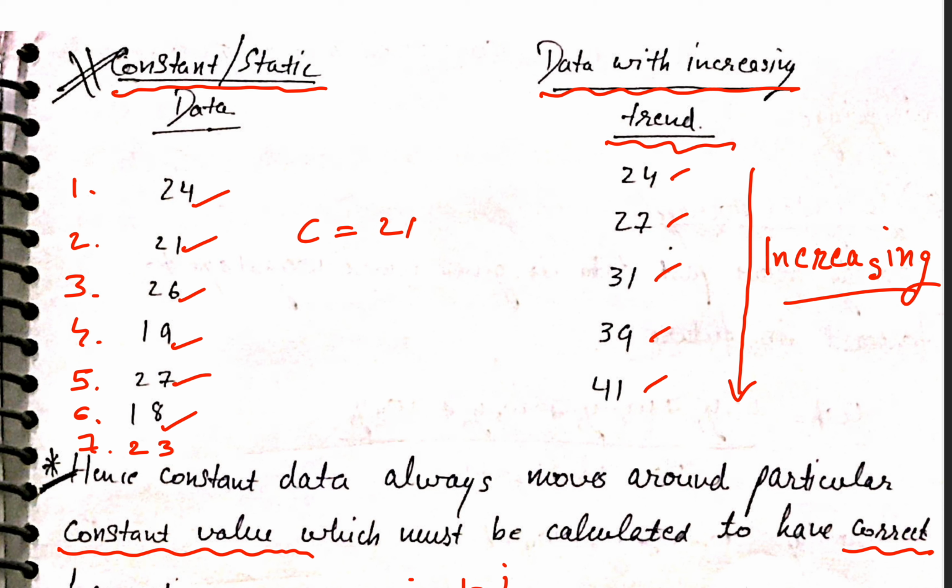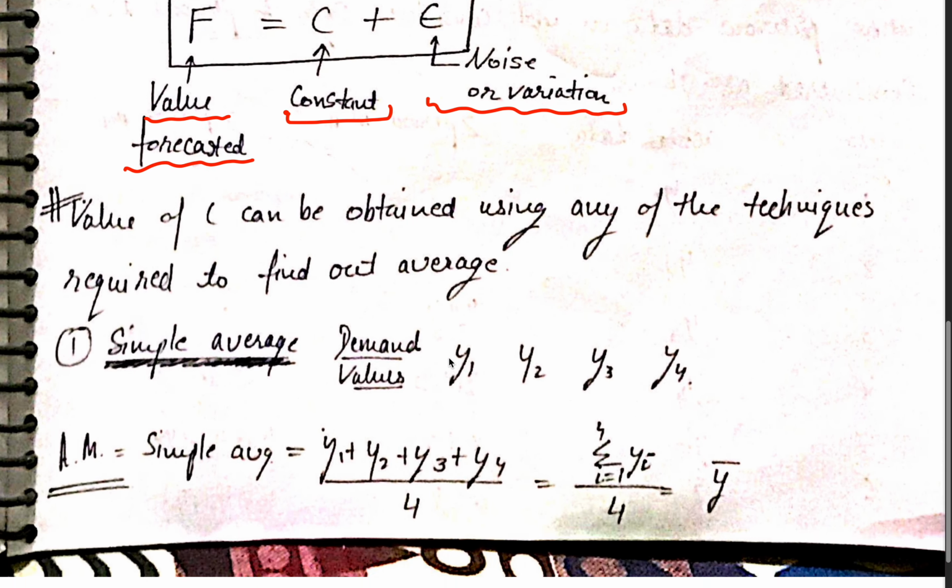What is the error? 23 is the forecasted value. Okay, 23, and my average value, my constant value, is 21 plus epsilon. So epsilon will be equal to 23 minus 21, which is equal to 2. Do not stress it too much, you will get it soon.